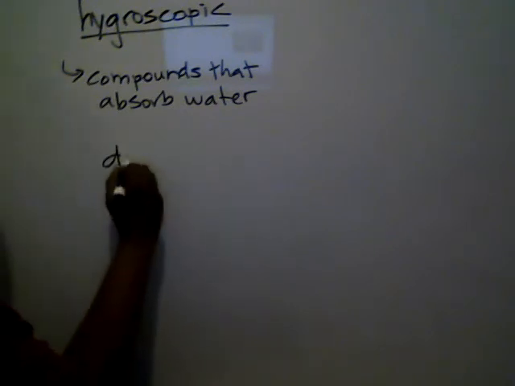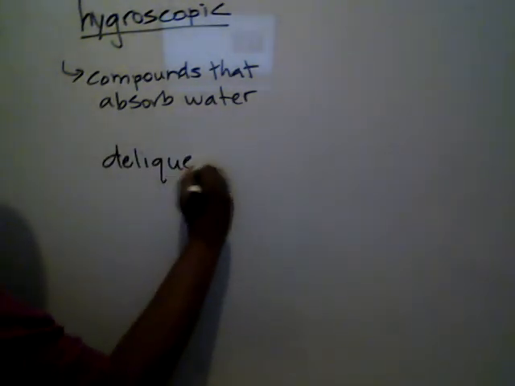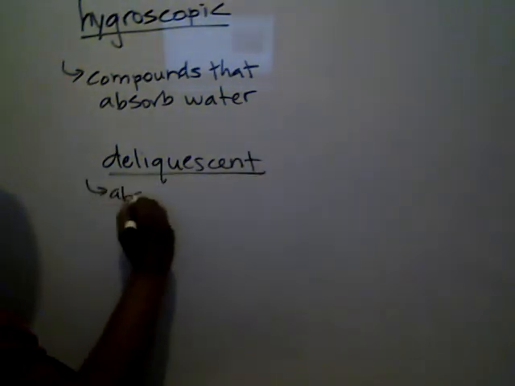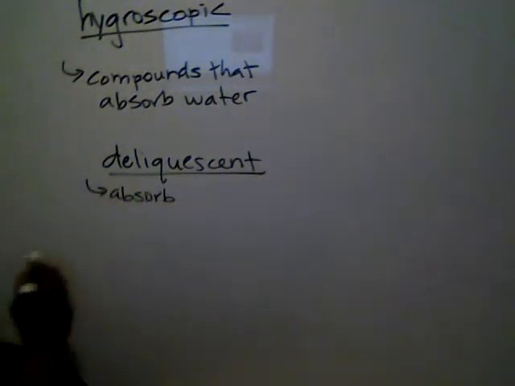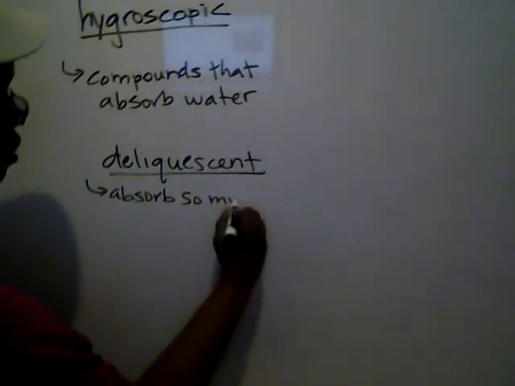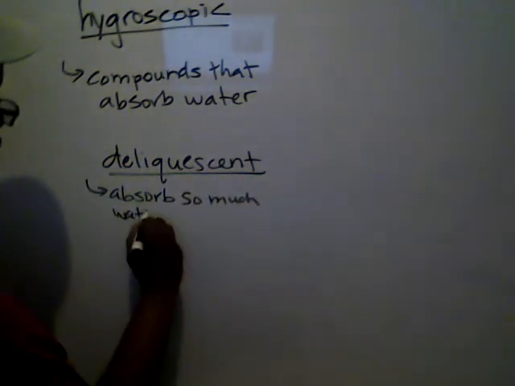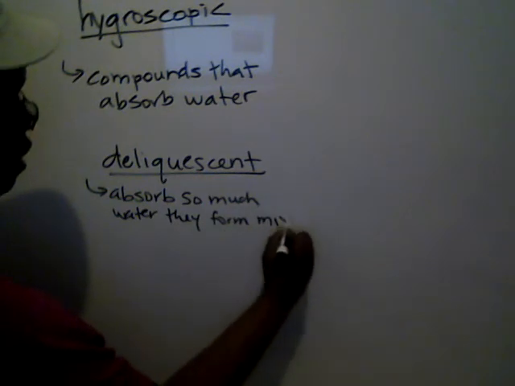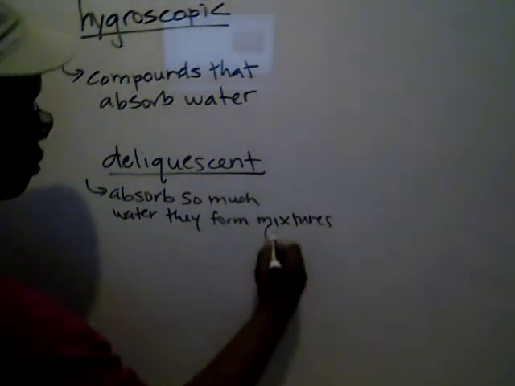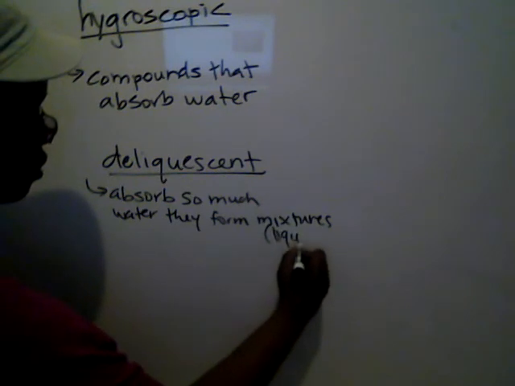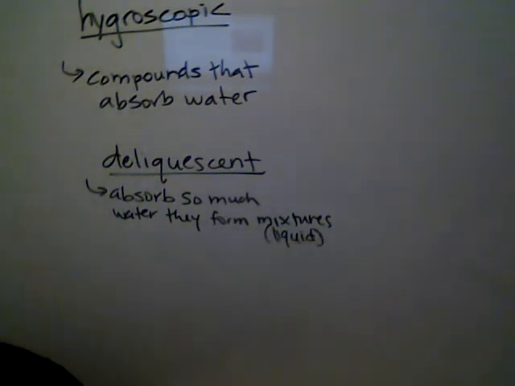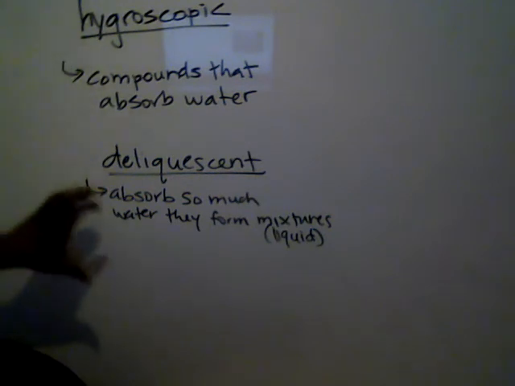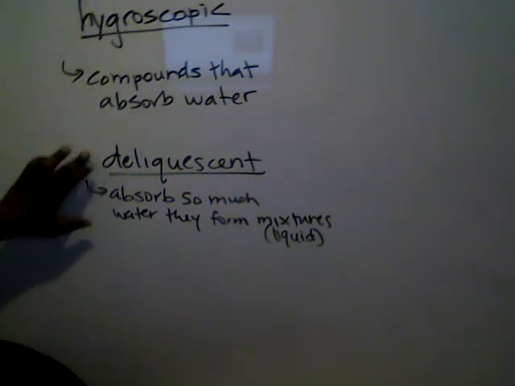We also have the term deliquescent. Deliquescent compounds absorb so much water that they actually turn into liquids. And they form liquid mixtures. Okay? So what that means is, something can be hygroscopic, but it can absorb so much water that we actually give it its own name. We say this is deliquescent.